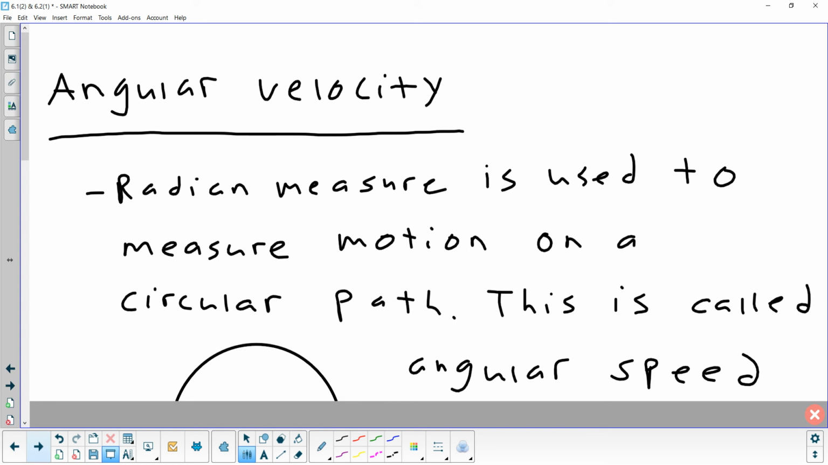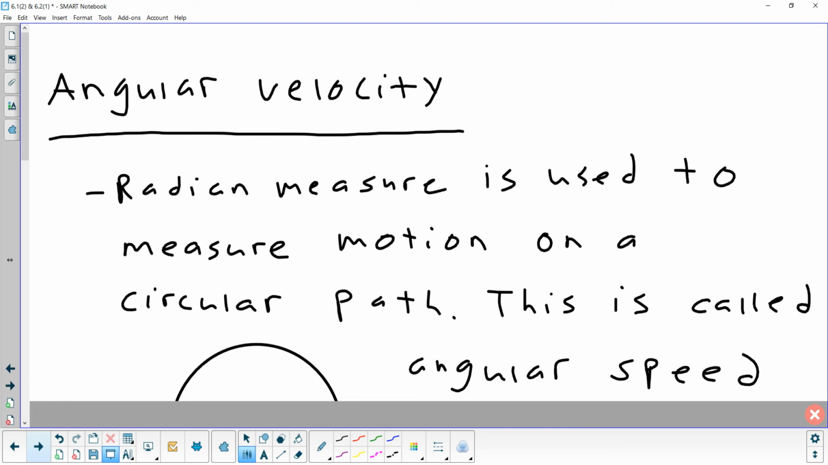If you have a problem and it doesn't tell you what units to use, let's say the problem just said find the angular velocity and then they give you a problem, the default unit to use will be radians. That's why I wrote radian measure. So when they don't specify a unit, use radians.